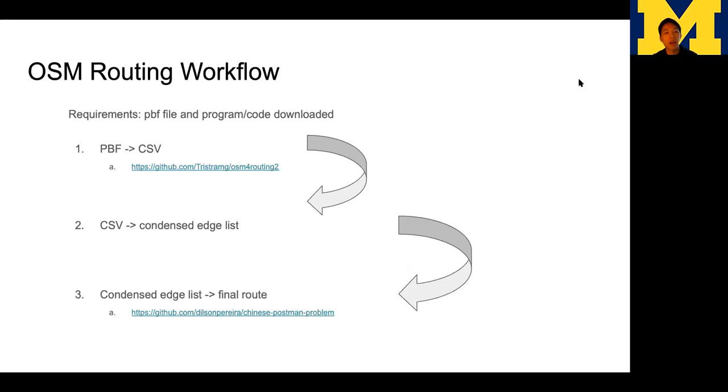And after that, we want to do some post processing where, as Zade mentioned, we want to find the largest connected subgraph to remove any of the extraneous nodes that may not be reachable. And then we want to use the condensed edge list as an input to solve for the final route. And we also use another GitHub package that was able to do this very efficiently.